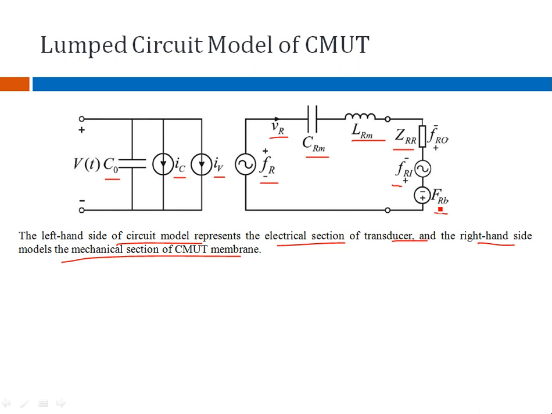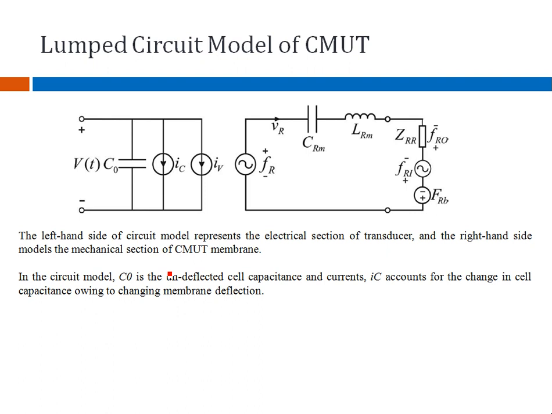If it's a dynamic force, it's represented by an AC voltage source. Just like the transduction force, for FRI we have another AC source over here. So, in the circuit model, C naught, again, is the undeflected cell capacitance, and the current IC accounts for the change in cell capacitance due to the change in membrane deflection.